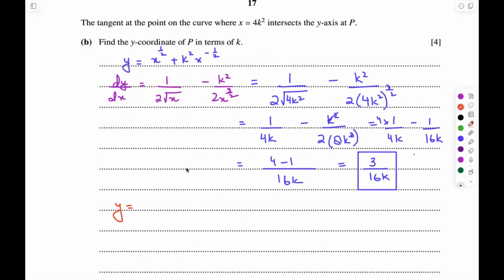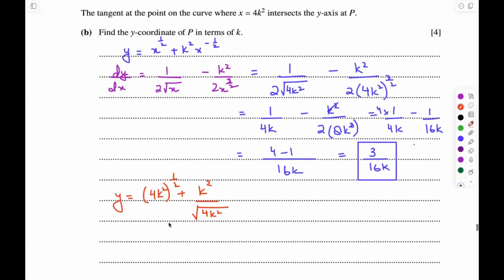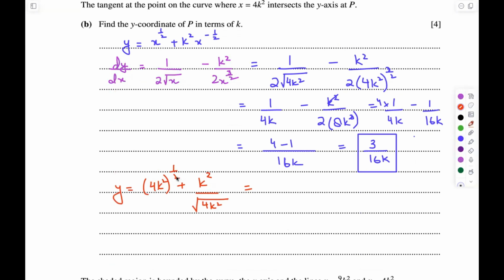So substituting x equals 4k squared in the equation of the curve, we'll get 4k squared to the power 1 upon 2 plus k squared, and we can write this in the denominator as square root of 4k squared. As minus 1 upon 2 will go to the denominator and become a positive 1 upon 2, and we know that 1 upon 2 means a square root. So the y coordinate will be k squared into 1 upon 2 will become k, and this will become 2k. So this will be 2k plus k squared upon 2k. The square root of 4k squared will be 2k. This will cancel with k. So we'll have 2k plus k upon 2. Taking the LCM, this will multiply by 2, so that will become 5k upon 2.